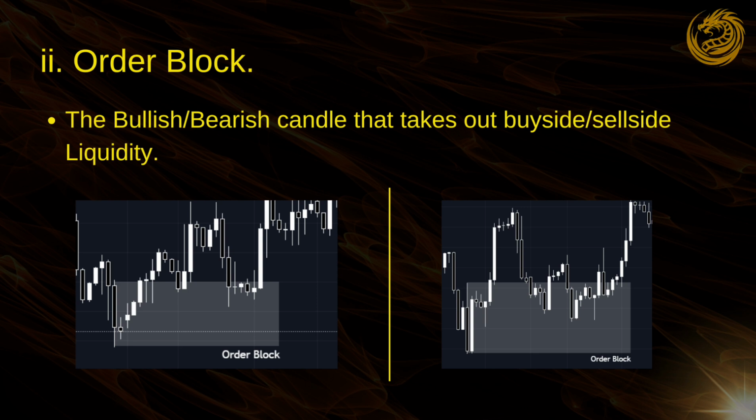So let's see another very important key level now, that is order block. Order block is basically a zone where all the institutional limit orders are placed. So when the price again reaches into this zone of order block, the price immediately bounces back. As you can see in the examples, the bullish or bearish candle that takes out the buy side or sell side liquidity that was previously available, then it is called as order block.